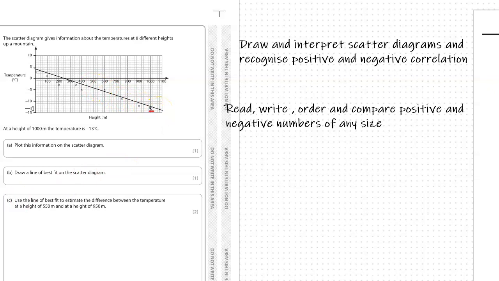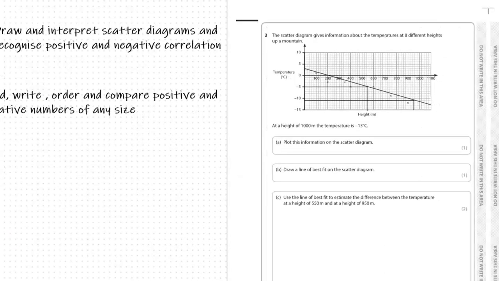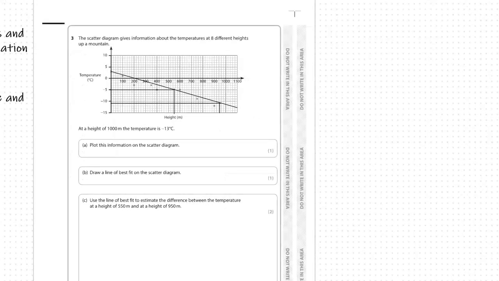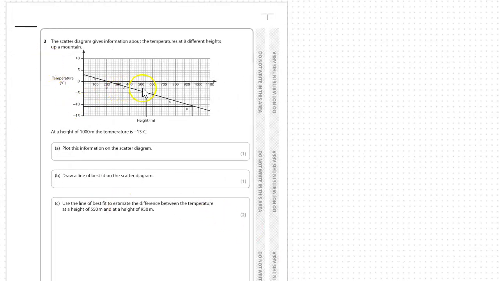Use the line of best fit to estimate the difference between the temperature at a height of 550 metres and a height of 950. So I have put that on a separate diagram so it didn't get confused. So again, almost like turning it into a conversion graph. So 550, so there's 550.